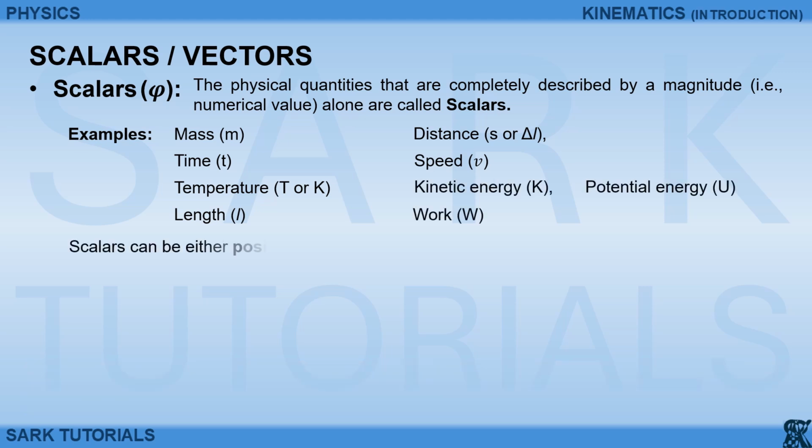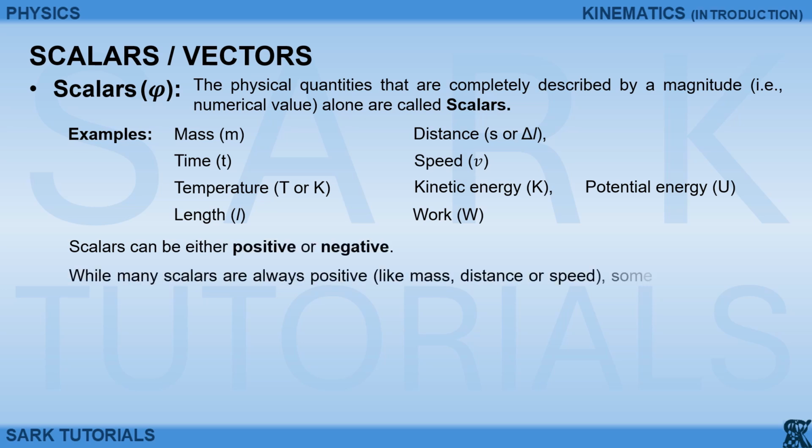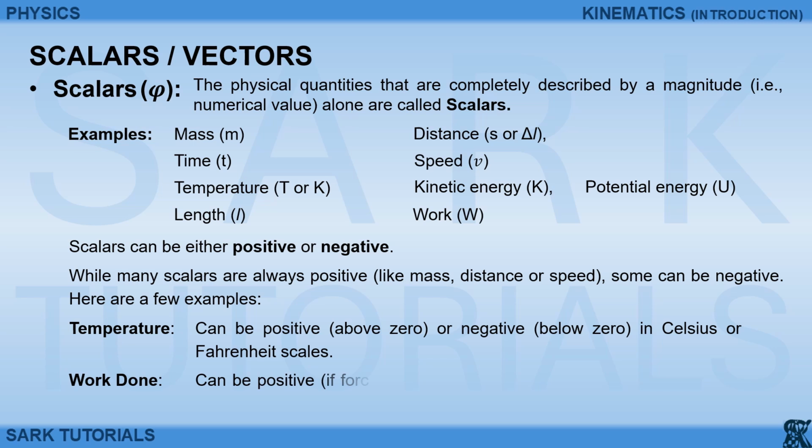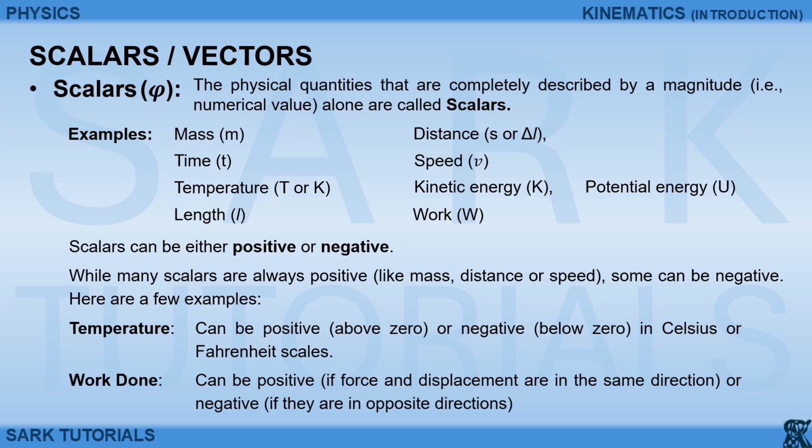Scalars can be either positive or negative. While many scalars are always positive, like mass, distance, or speed, some can be negative. Here are a few examples. Temperature can be positive above zero or negative below zero in Celsius or Fahrenheit scales. Work done can be positive if force and displacement are in the same direction, or negative if they are in opposite directions, and so on.